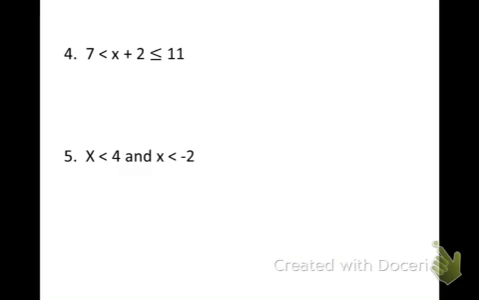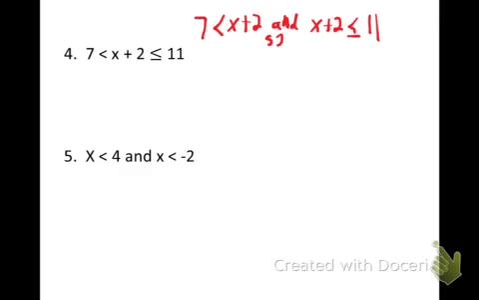So again, for this problem, we need to break it down into the two parts. 7 is less than x plus 2, and x plus 2 is less than or equal to 11. To solve this one, we need to subtract 2 from each side. We get 5 is less than x. Reading from the x, remember, that's x greater than 5. Over here, when we subtract 2, x is less than or equal to 9.